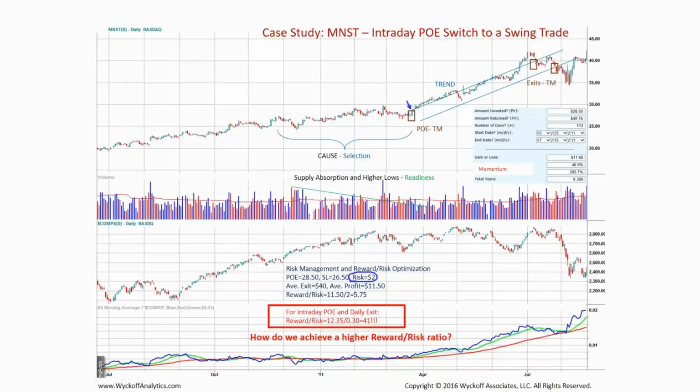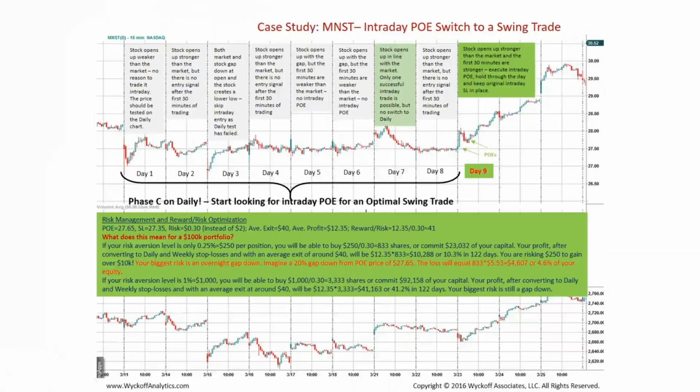So what would we do with the intraday position here? What kind of risk are we going to have? Only 30 cents, just because we are trading on a smaller time frame. And if our entry is right here, our stop loss is here, instead of entry here on the daily, and then our stop loss is here on the daily.